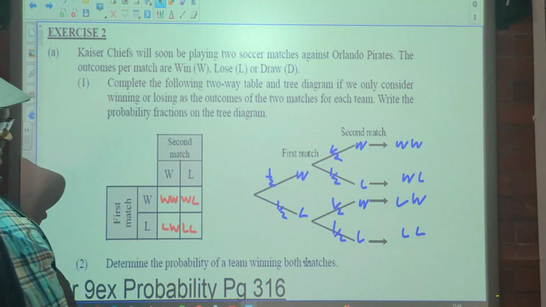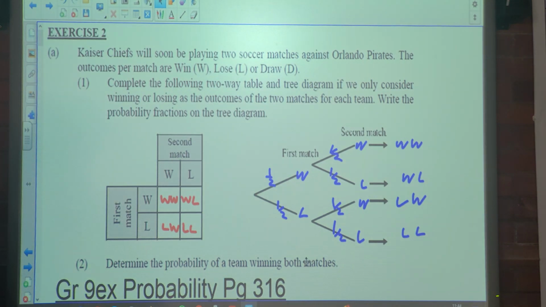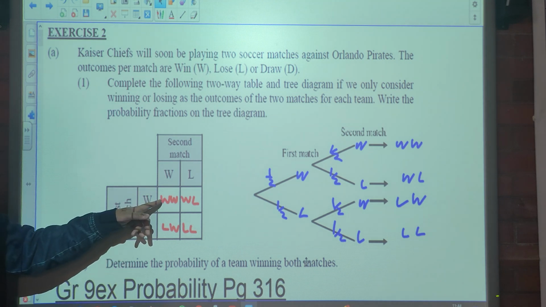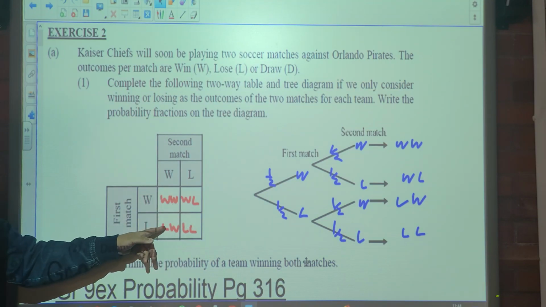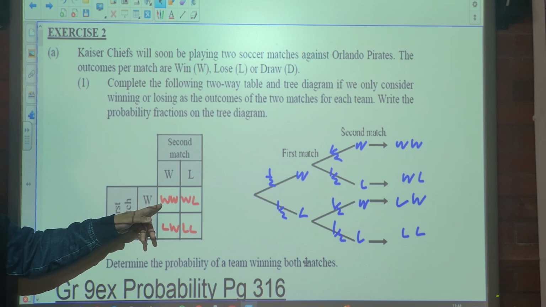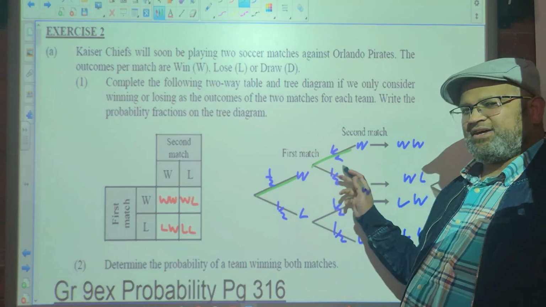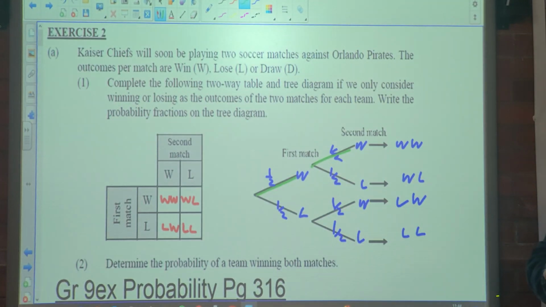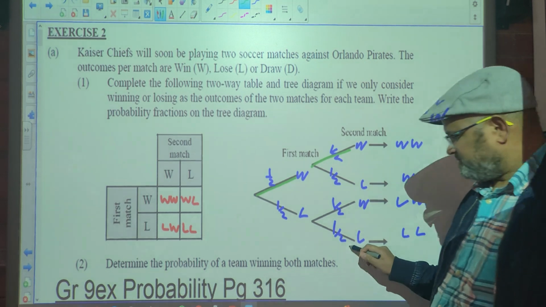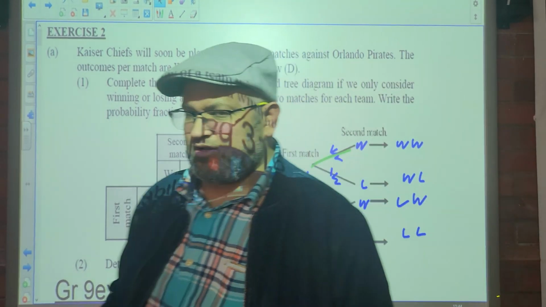Determine the probability of the team winning both matches. So it could be win-win, not so? How many outcomes are here? 4. Win-win is 1 out of 4. Otherwise, we could have said, following this branch, it's going to be half times half, which is a quarter, which is still 1 out of 4. You guys understand? Any confusion?